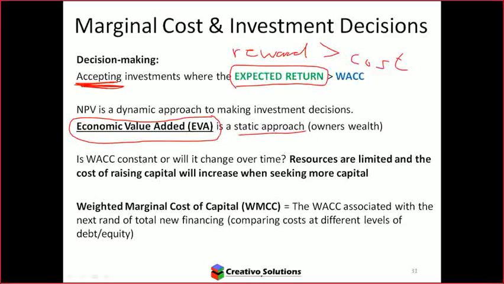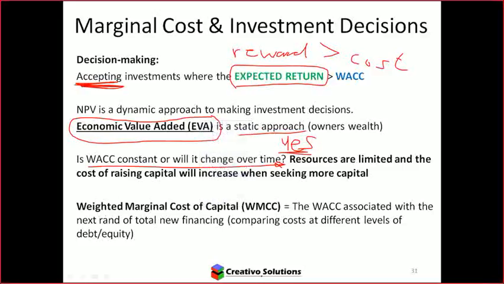Okay, is WACC going to change over time? Yes, it will. Right, so how can WACC change over time? Well, let's think about this. Are resources limited or unlimited? Limited. Can I get capital from more people? Yes, I can. But the more people I ask for capital, the more expensive it's going to get, because the cost of raising more finance will increase.